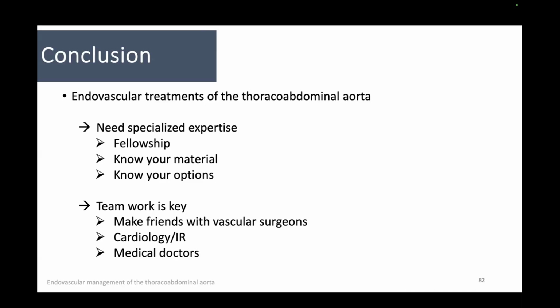Be friends with cardiology and interventional radiology. Sometimes they're quite helpful for the cannulation of the axial arteries or to give you a room to do these kinds of cases because it's most straightforward in a hybrid room or at least an angioradiology room. And know also your medical doctors that have a passion for the aorta because they can help you follow these patients correctly.